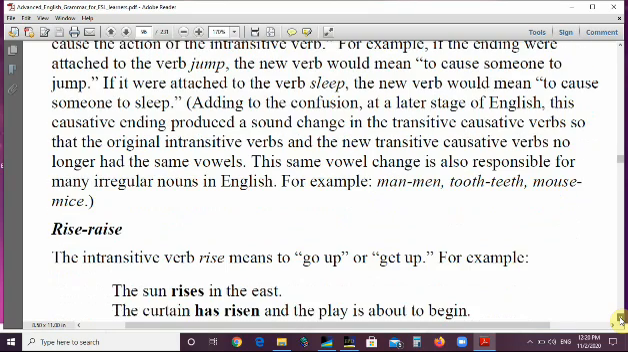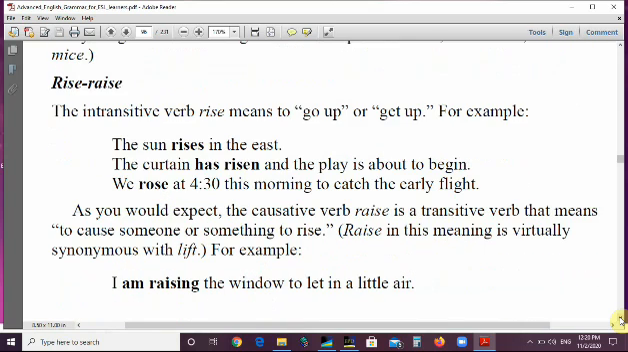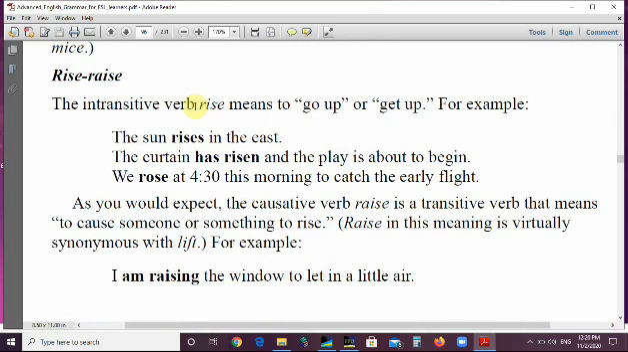Let's focus on the first pair, rise and raise. The verb rise is intransitive, right? The sun rises. Rises what? We don't have an answer. In the east. The curtain has risen and the play is about to begin. Has risen what? No answer. We rose what? No answer.